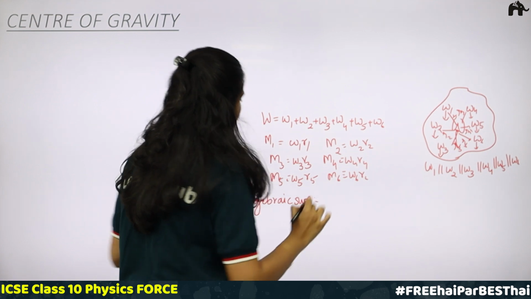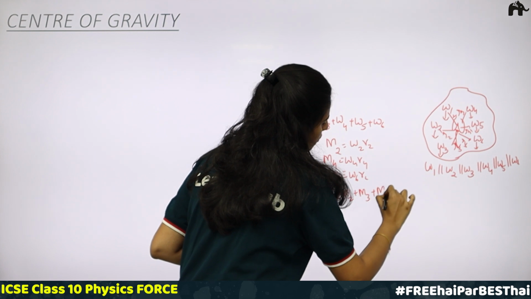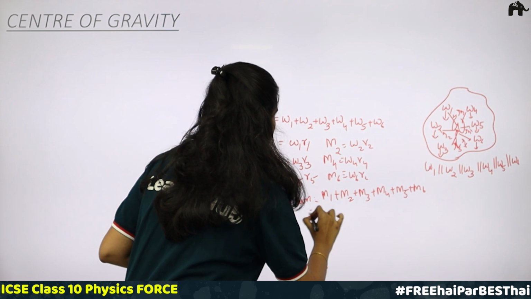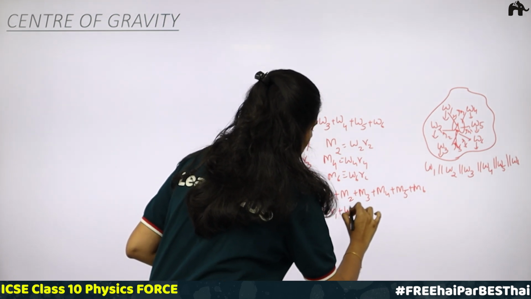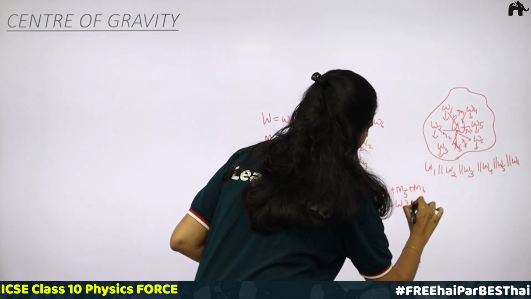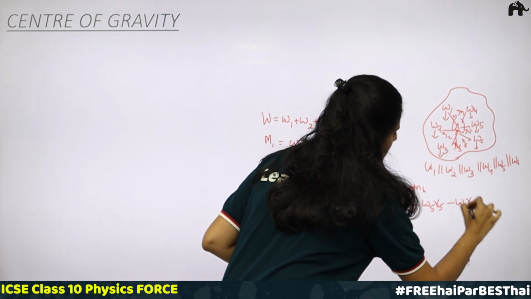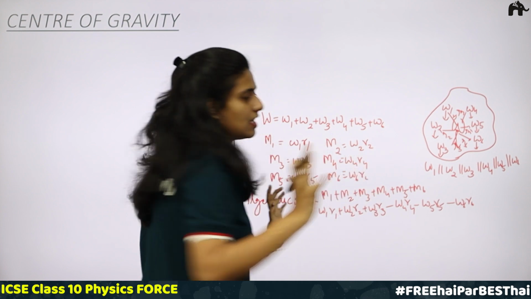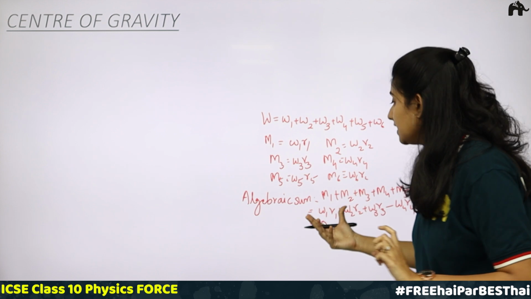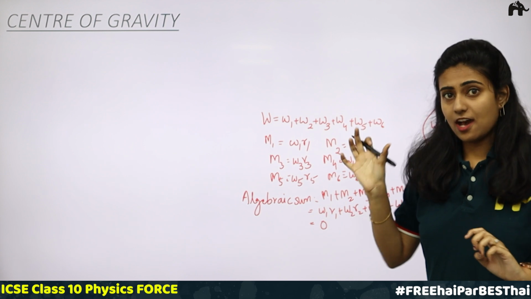Algebraic sum will be equal to M1 plus M2 plus M3 plus M4 plus M5 plus M6. That is, W1R1 plus W2R2 plus W3R3 minus W4R4 minus W5R5 minus W6R6. When you take the algebraic sum of this, you will be getting this equal to 0. That is where we have considered a point. With respect to a point, we have taken R1, R2, R3, etc.